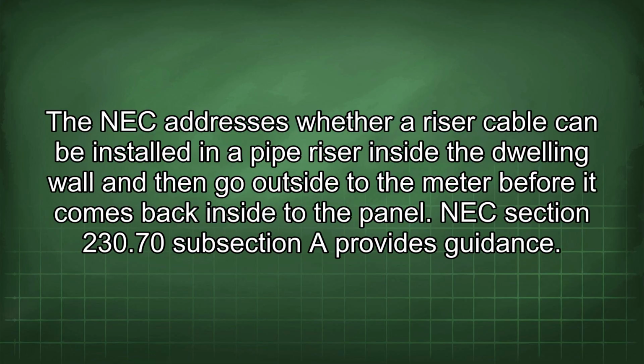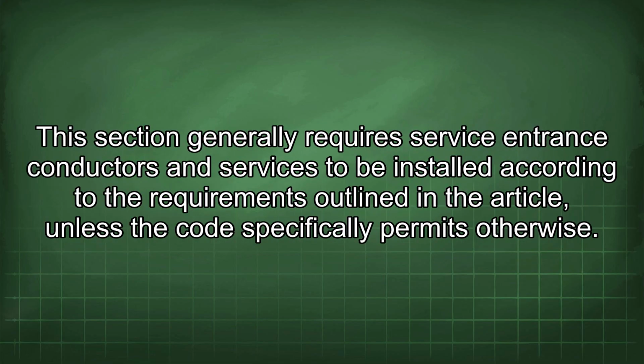The NEC addresses whether a riser cable can be installed in a pipe riser inside the dwelling wall and then go outside to the meter before it comes back inside to the panel. NEC Section 230.70 subsection A provides guidance. This section generally requires service entrance conductors and services to be installed according to the requirements outlined in the article unless the code specifically permits otherwise.